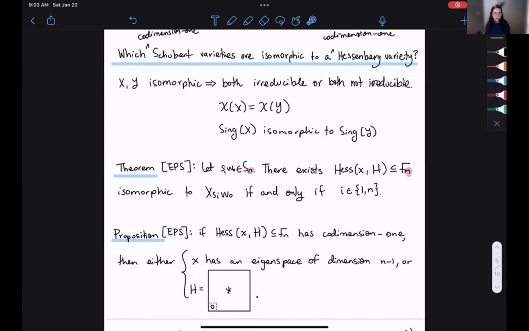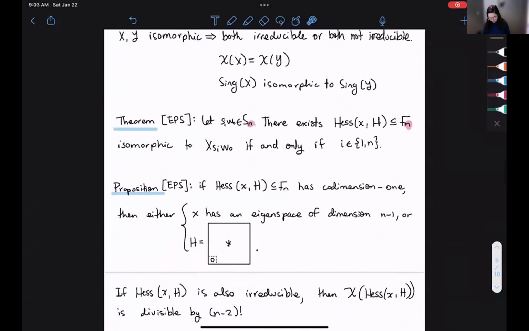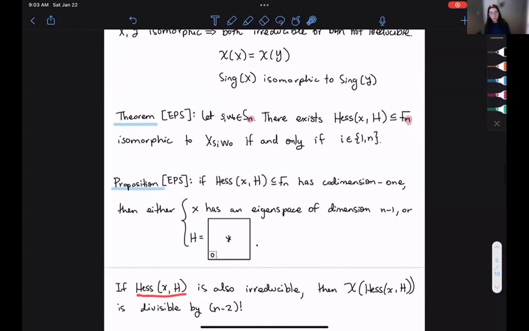So you can have anything you want here, but this should be 0, which is the Hessenberg space associated to the Hessenberg function that I gave in the example a while ago. And moreover, if your Hessenberg variety is also irreducible, then the Euler characteristic of this codimension 1 Hessenberg variety is divisible by (n-2) factorial.